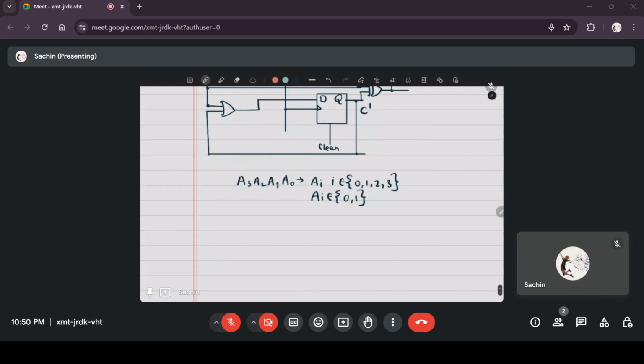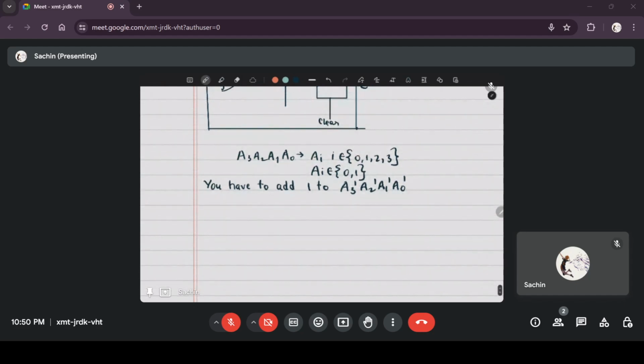Now, when you want to find the 2's complement, you have to add 1 to A3 complement, A2 complement, A1 complement, A0 complement, or add A3 complement, A2 complement, A1 complement, A0 complement to 0, 0, 0, 0 with carry in equal to 1.